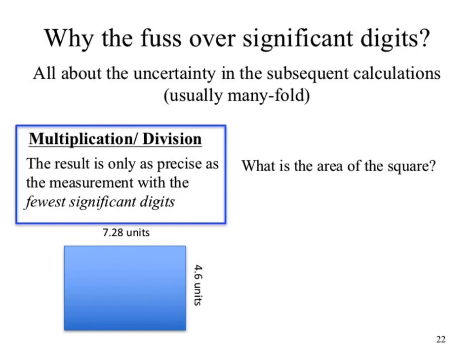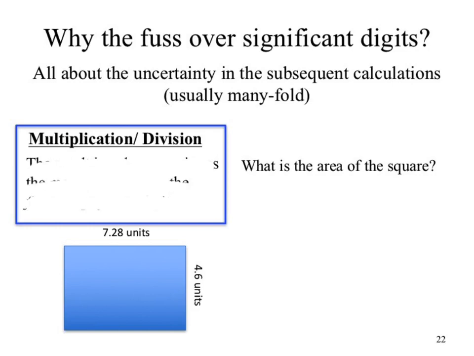Okay? So what happens when we go to multiplication and division? If I asked you to measure the area of a square, how would you do it? Length times width. So we've got our two numbers there. We could mash them together and we could get an answer. What is the answer?